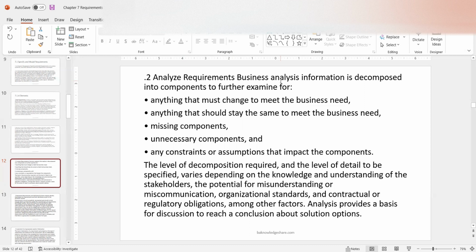that impact the components. The level of decomposition required and the level of detail to be specified varies depending on the knowledge and understanding of the stakeholders, the potential for misunderstanding or miscommunication, organizational standards, and contractual or regulatory obligations, among other factors.